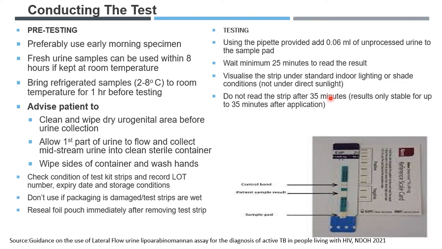So that's why that one question was incorrect. Whether you're using a timer on your watch or one of those timers that we use when we're going to do HTS, we have to wait the 25 minutes to read the results. We visualize the strip in standard indoor lighting or under shade. It's not to be visualized under direct sunlight. And we cannot read it after 35 minutes because the results are only stable for up to 35 minutes from the time you apply the urine to it.